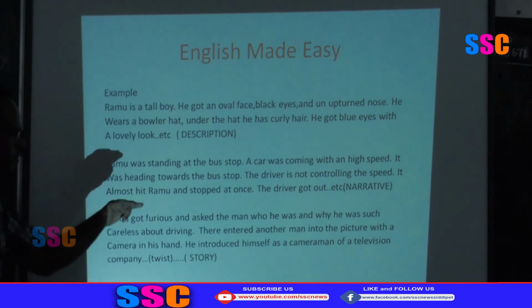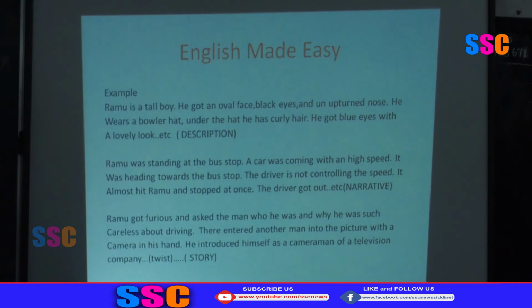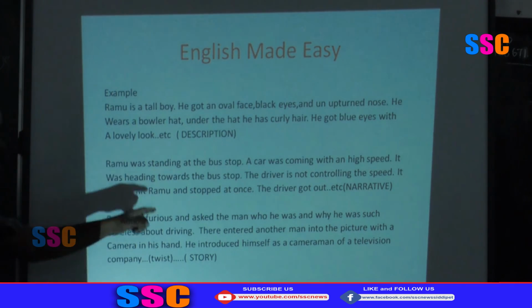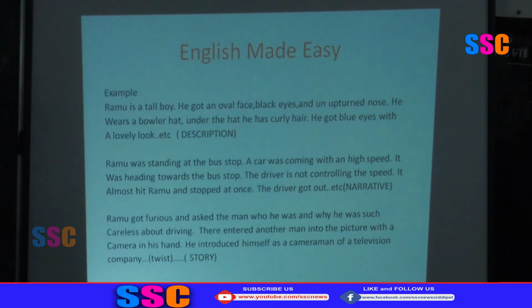Now continuation to this narrative. See, if we add some twist to this narrative, it becomes the story. Okay, now how I applied that technique here. See, Ramu got furious and asked the man who he was and why he was so careless about driving. There entered another man into the picture with a camera. This is the twist. Okay, about this person I haven't spoken.